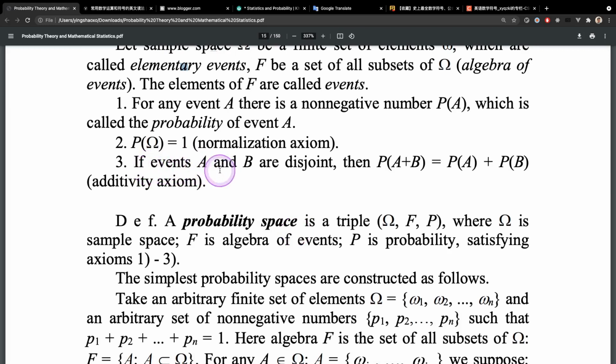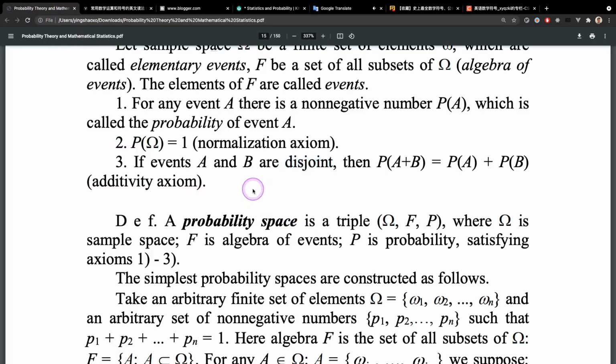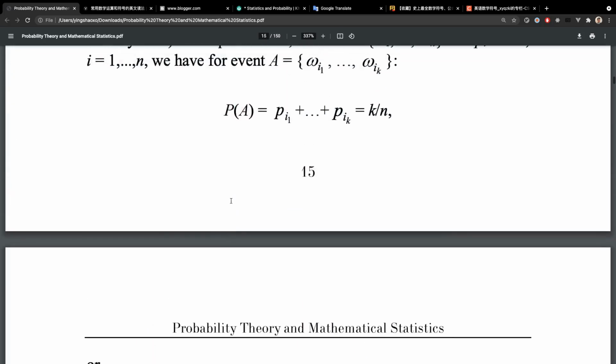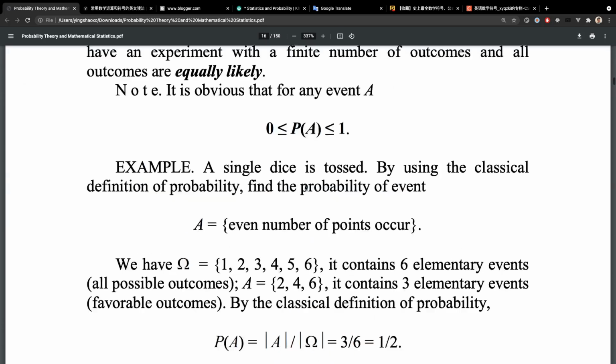That's all about those probabilities. If events A and B are disjoint, then the probability of A plus B equals the probability of A plus the probability of B. There's a word called disjoint. Of course, if they are not disjoint, we cannot use this formula.